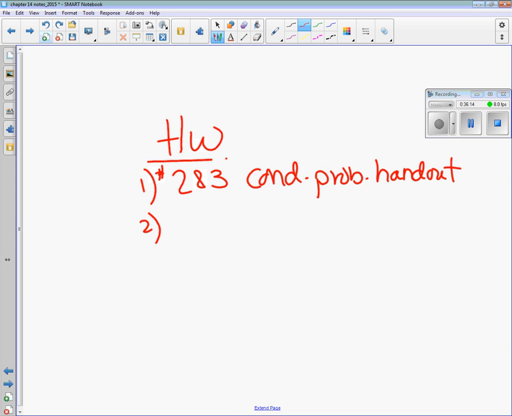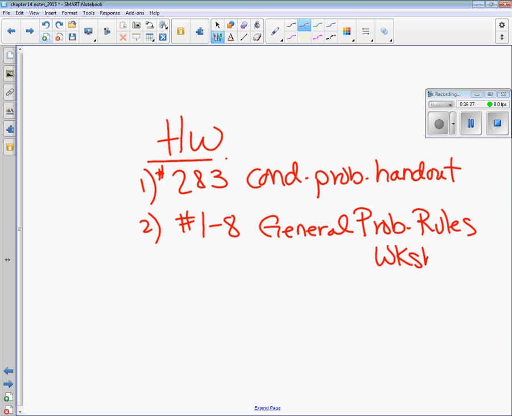You also have something else. You have 8 problems on a separate handout called General Probability Rules. You're to do problems 1 through 8 here. I am going to give you a hint on these. Remember, you're looking for strategies. What strategy am I using? When am I adding? When am I subtracting? When am I using formulas? When am I using Venn diagrams? When am I using contingency tables?